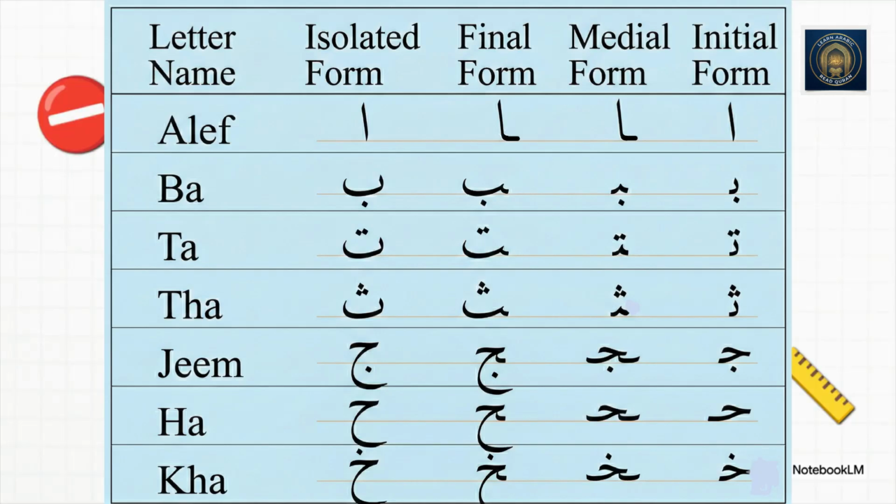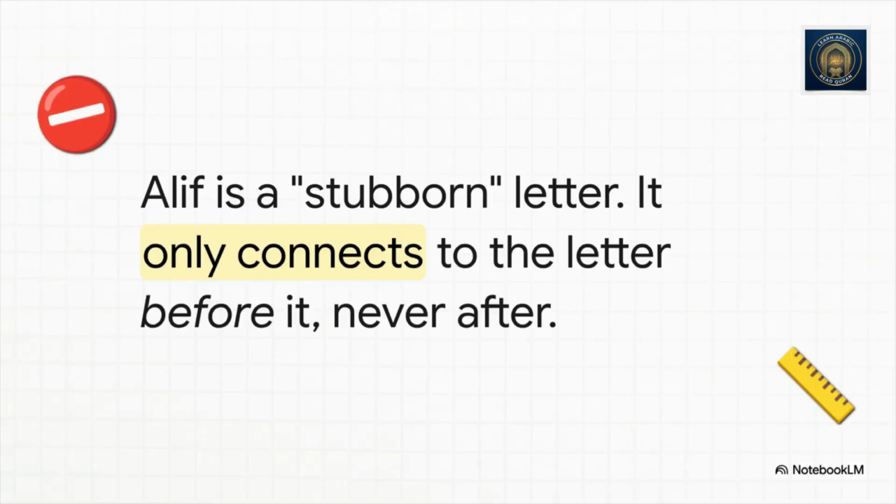And of course, we have to talk about Alif. Alif is one of those special letters, a one-way connector. It has one very simple rule. It will always connect to a letter that comes before it, but it will never, ever connect to the letter that comes after it. It just puts up a wall. And that's totally normal. It creates a little break right in the middle of a word sometimes.